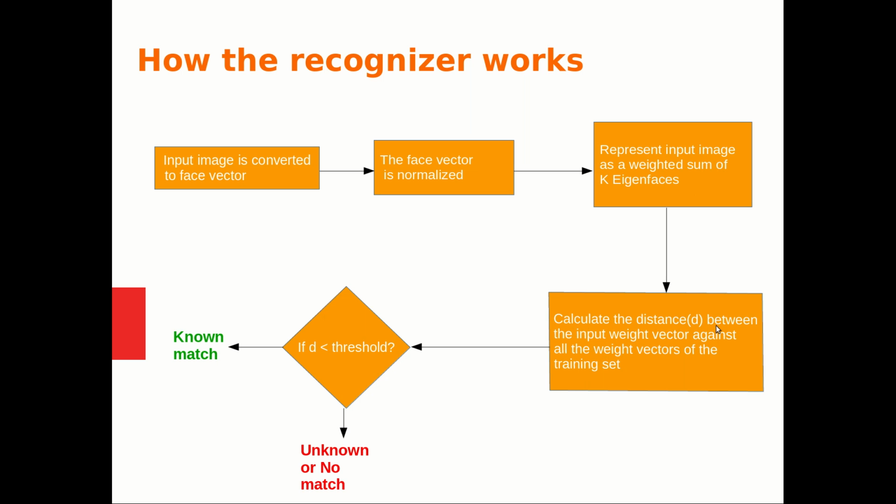So we find the distance between the input weight vector and all the weight vectors of the training set. This distance is where we decide whether it's a match or not a match. By the way, we define what the threshold value is. If the distance d calculated is less than the threshold, it's a known match, as in this unknown input image matches a known image present in the database. If d is not less than the threshold, then it's not a match, it's something else.